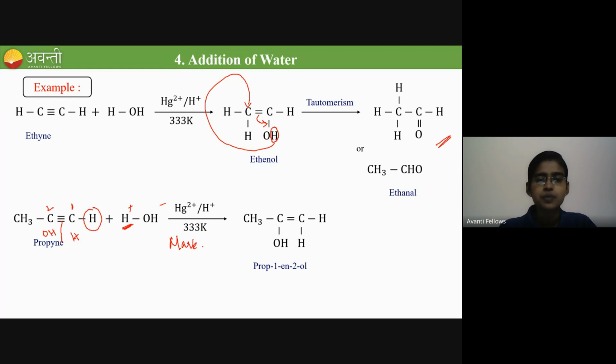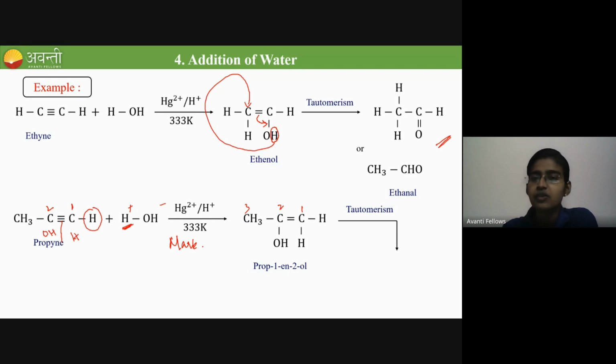Now here it is prop-1-en-2-ol. 1, 2, 3, so a three carbon system. It is prop, and between 1 and 2 we have a double bond, so 1-ene. On the second carbon we have the alcohol, so it is prop-1-en-2-ol. Now this enol also undergoes tautomerism.